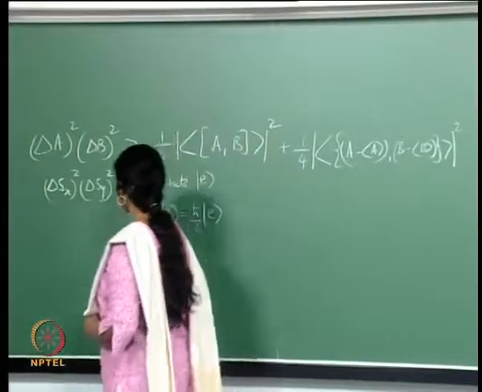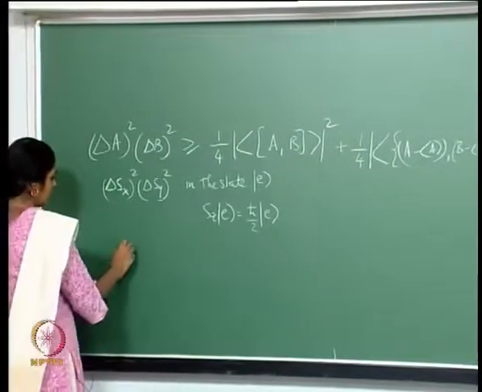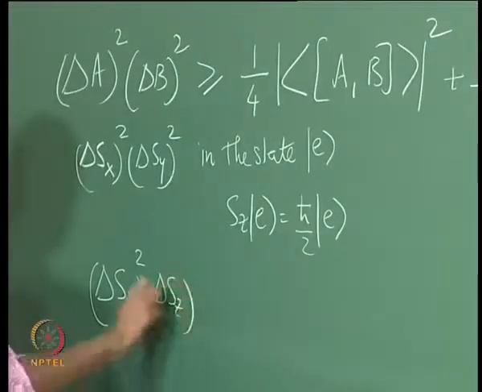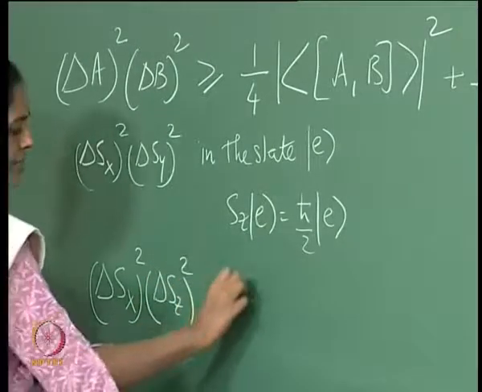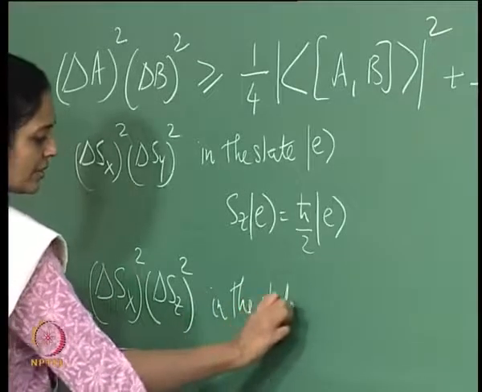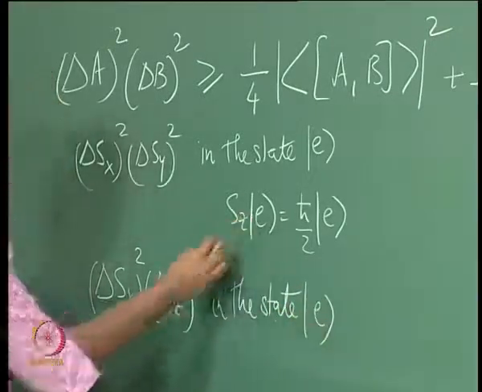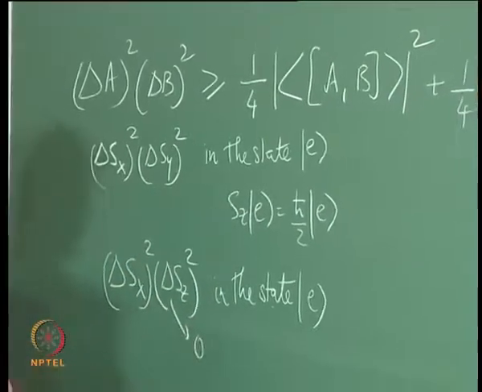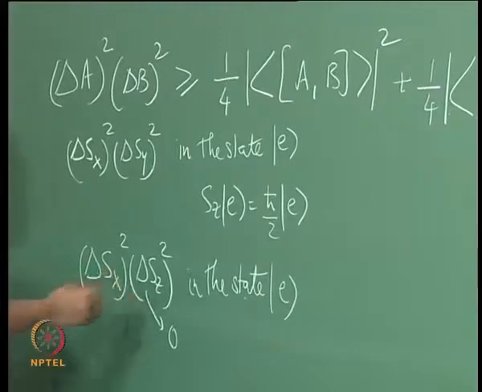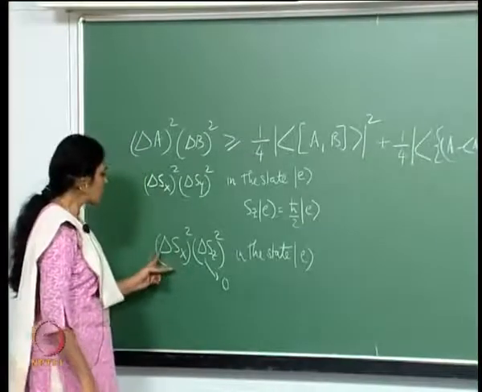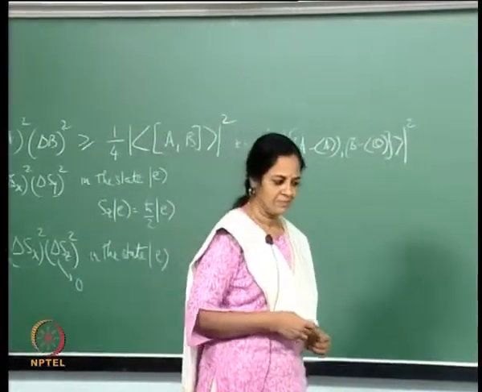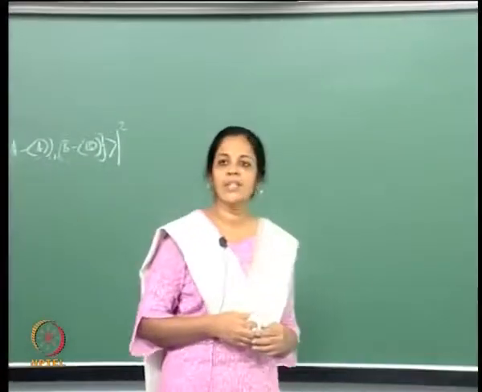Then we looked at the second example, where we computed this in the state ket E again. So we were looking at an eigenstate of Sz. So clearly this object was 0 and therefore the product was 0, but we also saw that the spread in Sx was not 0. So that was the second example that we had.